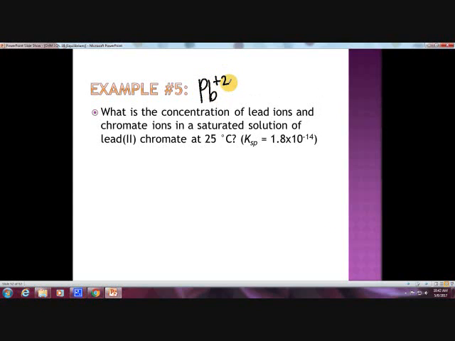Does anybody have their handy-dandy periodic table on the back where it tells you all the polyatomic ions? Can you tell me what chromate is? Make sure you have that for your test on Wednesday. What is it? Negative 2. Okay, so CrO4 minus 2. So to write lead 2 chromate, it's just going to be PbCrO4.